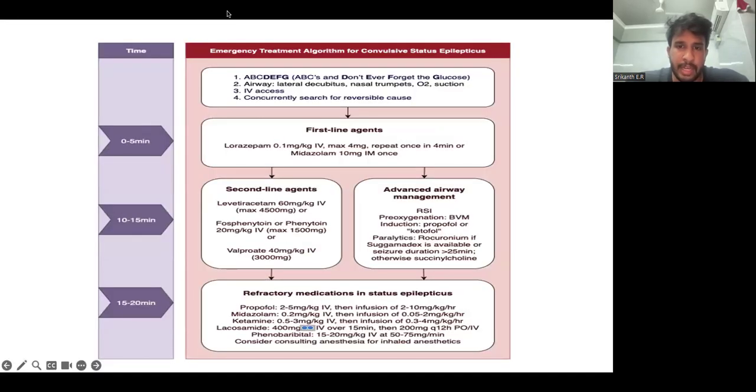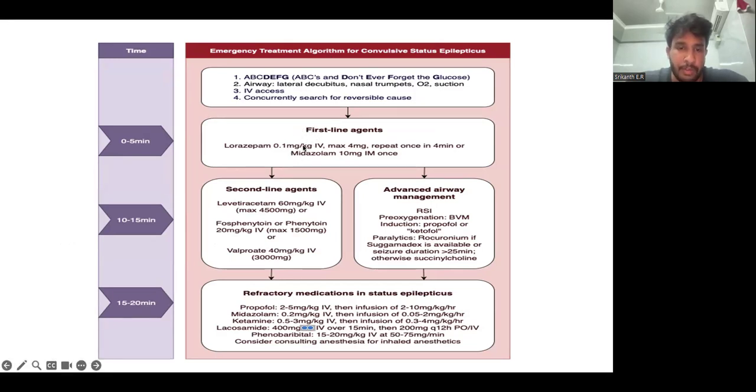So this is a basic algorithm. ABCD first: you will give airway, lateral decubitus, nasal trumpets, oxygen and all initially. And then the first line agent, which is benzodiazepine, would be given within the first 5 minutes. So this is not the first 5 minutes of seizure onset. This is the first 5 minutes of the patient coming to the ED in status epilepticus. If it is the first 5 minutes of seizure onset, you can actually wait before giving a medication, because usually it terminates by itself in the first 5 minutes.